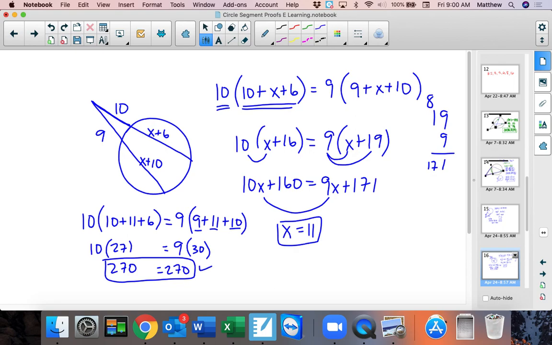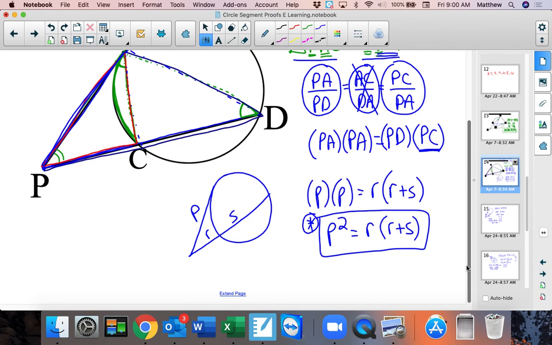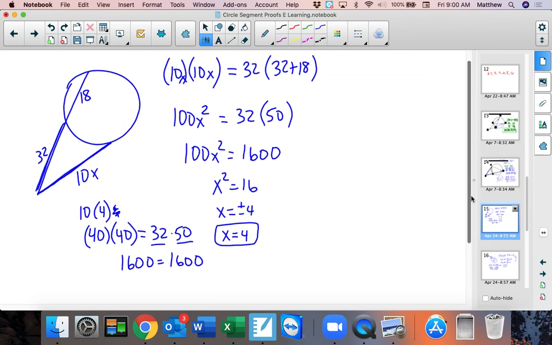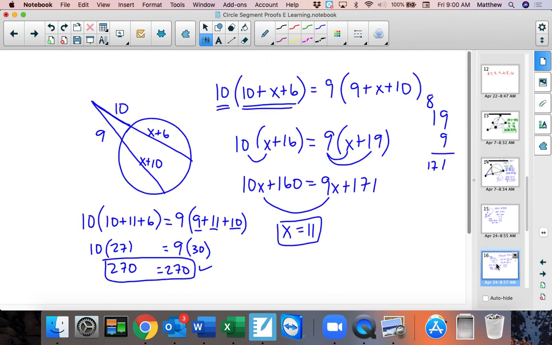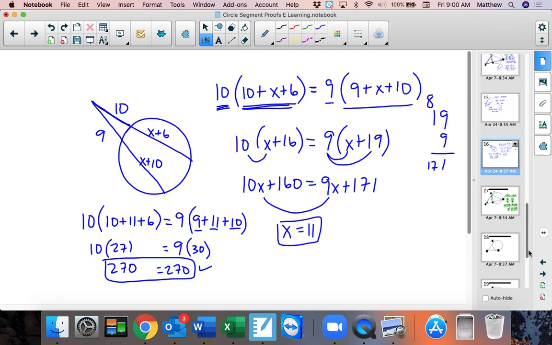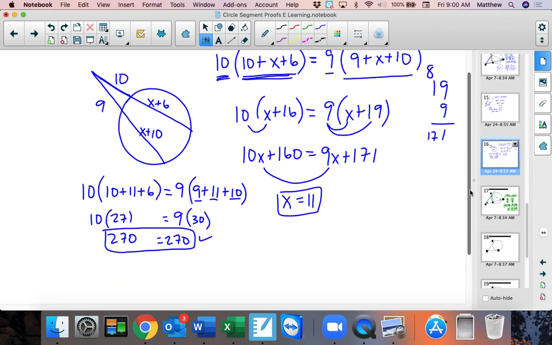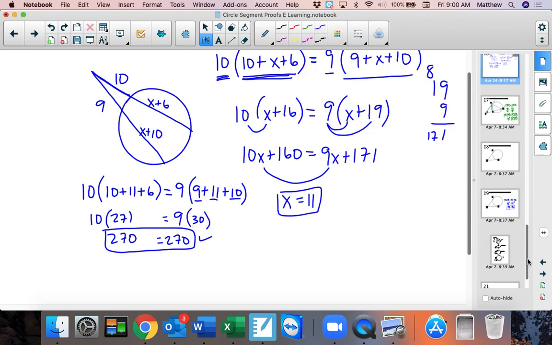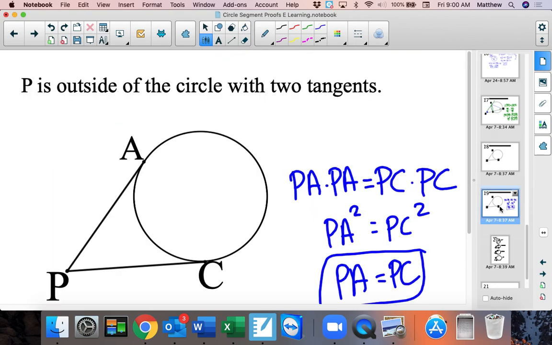Okay, again, here is our formula, focusing down here. Out the tangent side squared, outside times the whole length. Here's one example that we did. Again, note the setup, outside times the whole length. And here is another example that we did. Outside times the whole length equals outside times the whole length. I think that's enough examples. If you have any questions, let us know.